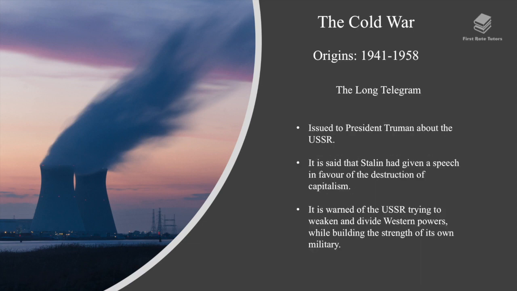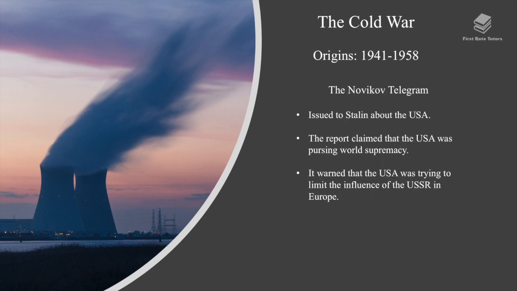The Long Telegram, issued to President Truman about the USSR. It said that Stalin had given a speech in favor of the destruction of capitalism. It warned of the USSR trying to weaken and divide Western powers while building the strength of its own military. The Novikov telegram, issued to Stalin about the US. The report claimed that the USA was pursuing world supremacy. It warned that the USA was trying to limit the influence of the USSR in Europe.